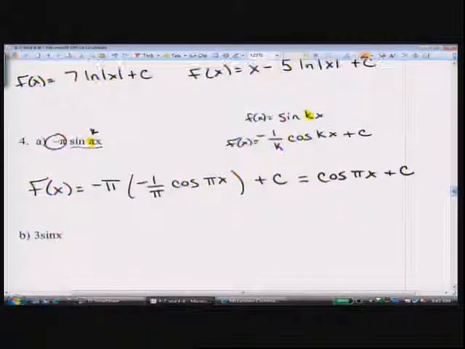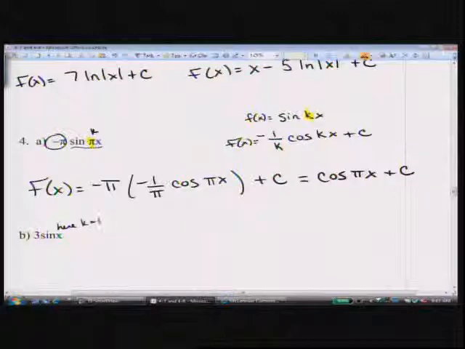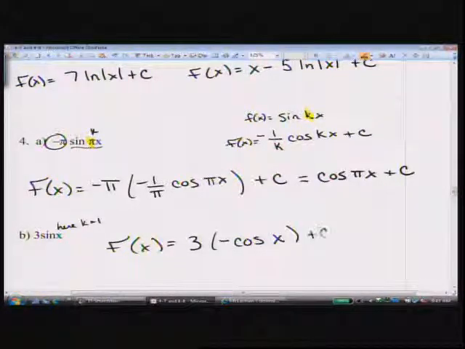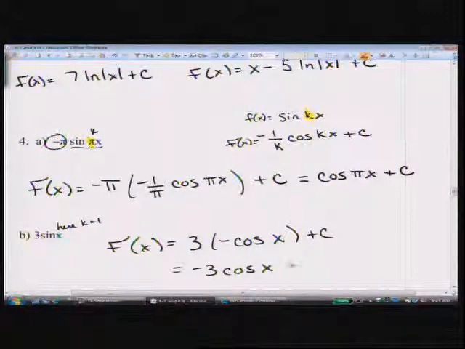Okay? Just like I'm not going to let this 3 bother me, okay? Here your k is 1, right? So big F of x is going to be, just let the 3 tag along, and it's negative 1 over 1, so we don't need to write that. Negative cosine kx, well, k is 1, so just x, plus c. So this is negative 3 cosine x plus c.